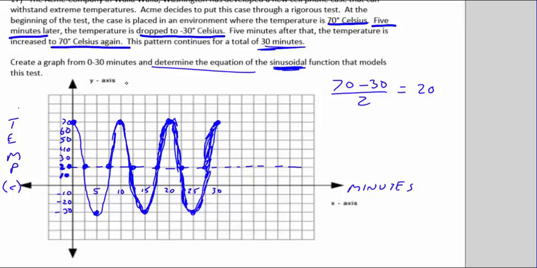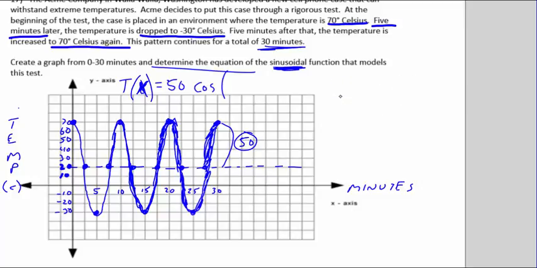So we need f of, let's do T of x. We'll call it T of x for temperature. T of x equals, well, the amplitude is the midline up. So from 20 to 70 is 50, right? From 20 to 70 is 50. It's cosine because it starts at the max. So 50 cos. I mean, by now we've done a lot of these guys.